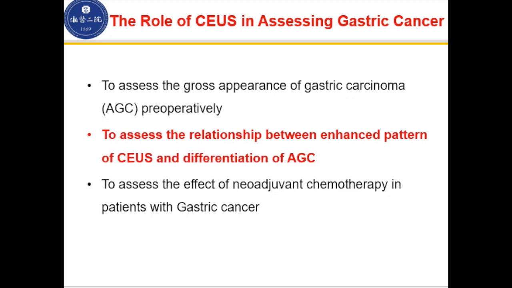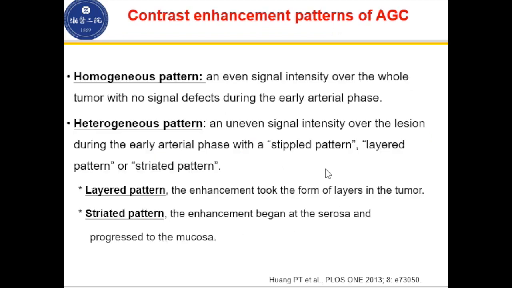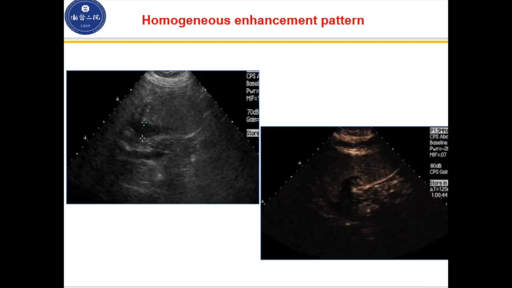In the second part, I'd like to show the role of CEUS in assessing gastric cancer, to assess the relationship between the enhancement pattern of CEUS and the differentiation of AGC. The contrast enhancement patterns of AGC can be classified into two patterns. One is a homogeneous enhancement pattern, and the other is a heterogeneous enhancement pattern.